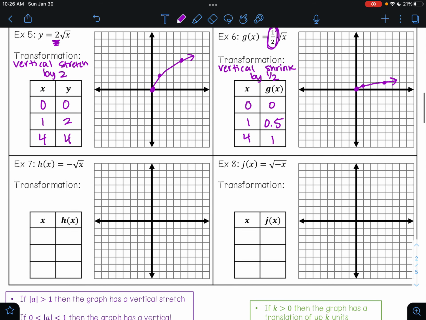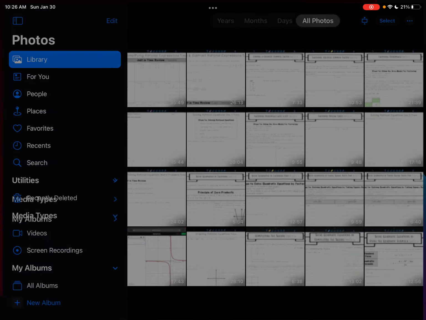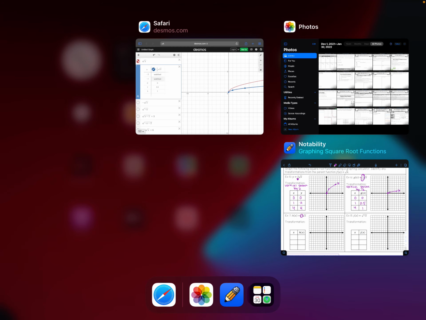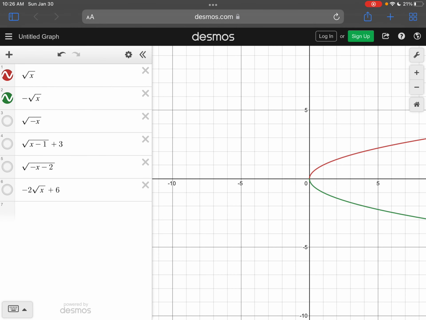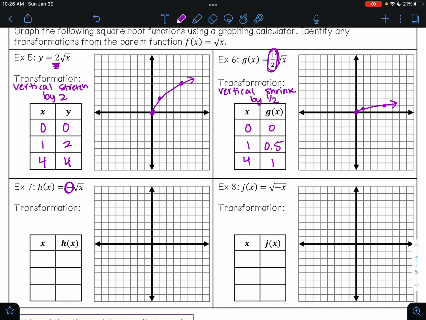Now, on example 7, here we have a negative out in front. Let's see how that negative changes things. If I turn that one on, now we have a reflection across the x-axis. Everything has just reflected across that axis. So I'll have 0, 0, 1, negative 1, and 4, negative 2.